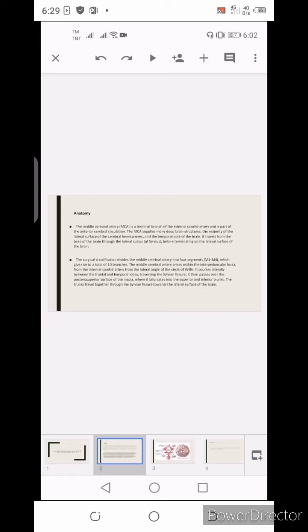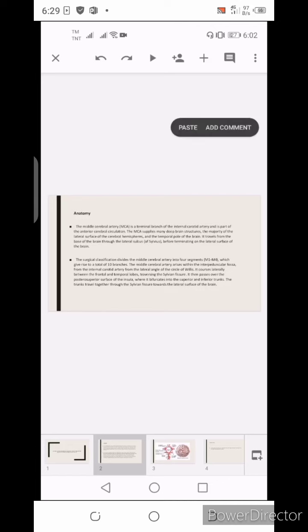The anatomy. The middle cerebral artery is a terminal branch of the internal carotid artery and is a part of the anterior cerebral circulation. The MCA supplies many deep brain structures, the majority of the lateral surface of the cerebral hemisphere, and the temporal pole of the brain. It travels from the base of the brain to the lateral sulcus before terminating on the lateral surface of the brain.